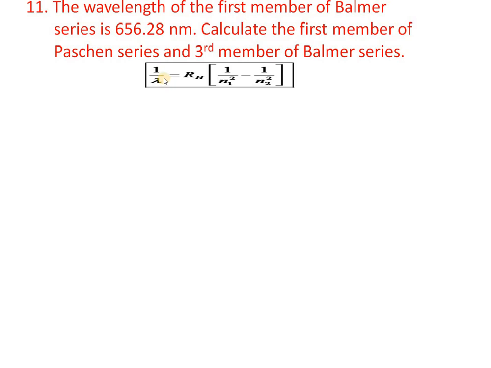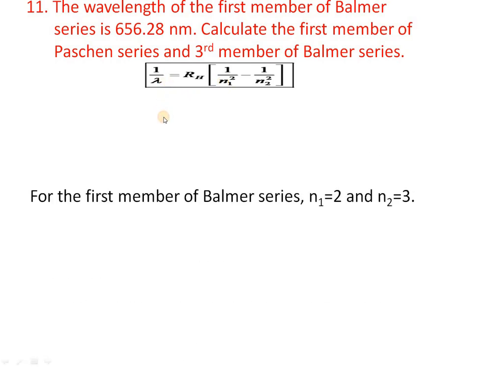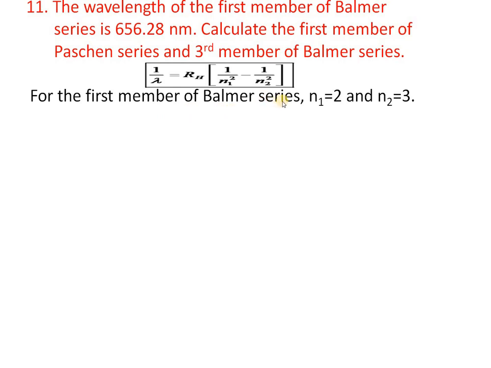Now as we know, this is the wavelength of the emitted photon when an electron transits from n2 to n1. Here RH is nothing but Rydberg constant. Lambda is nothing but wavelength of emitted photon. Now for the first member of Balmer series, the wavelength is given. For the first member, lambda is equal to 656.28 into 10 power minus 9 meters. n1 is equal to 2 and n2 is equal to 3. That is for the first member of Balmer series.